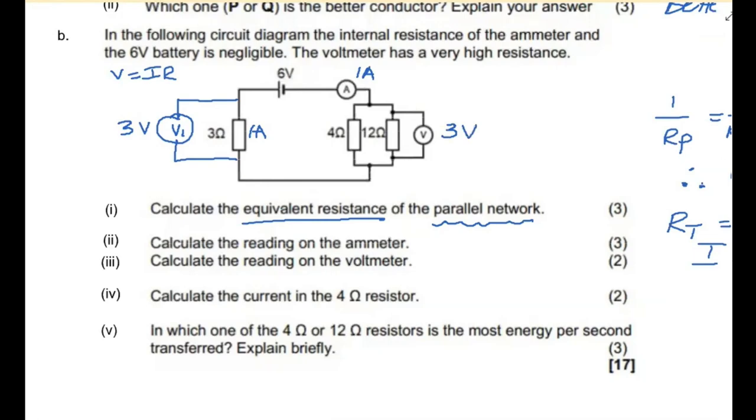Glad to see so many people got the right answer for the current. Well done. So that's one way of finding the reading on the voltmeter.